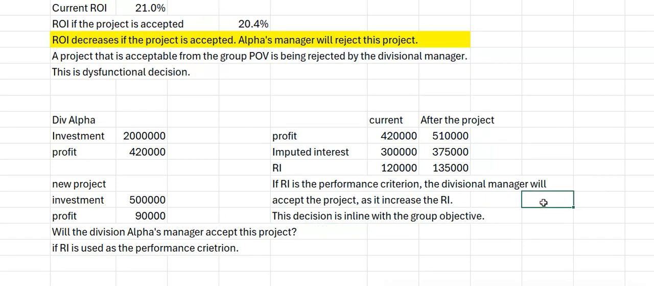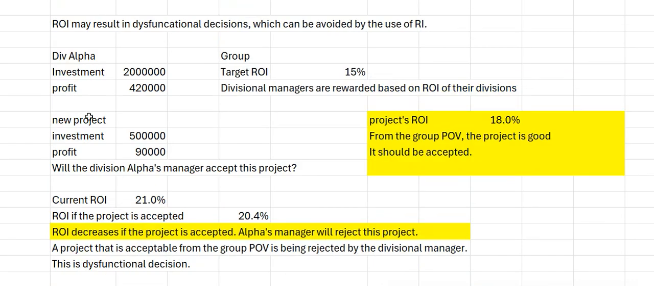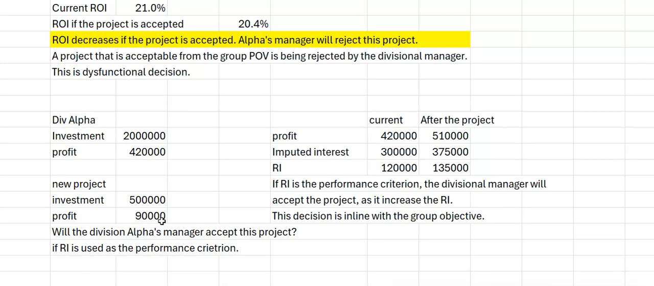You understand? So this is why I say, look at this example once again. There's a new project. If ROI is the divisional performance measure, the manager will not accept this because it's going to reduce the ROI. 21 becomes 20.4. But from group point of view, it's a good project. Good project, rejected, dysfunctional decision. How do we avoid this? In this case, instead of using ROI as the performance measure, if we used RI, residual income, as the performance measure, look at this, residual income increased. So manager will accept it.